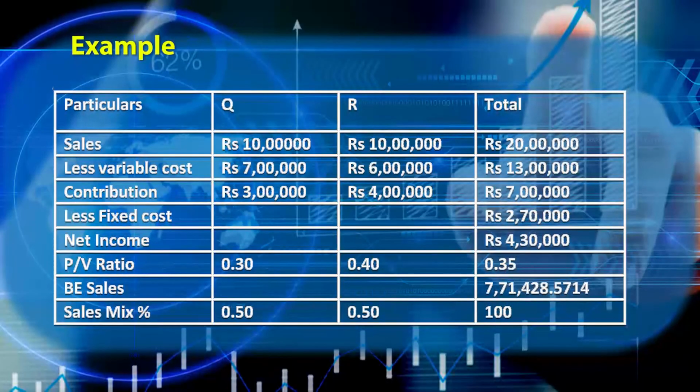This example shows that by increasing the mix of high PV products, Q from 30 to 40%, R from 20 to 30%, and decreasing the mix of a low PV product P from 50 to 30%, the company can increase its overall profitability. In fact, it can further increase its total profits if it can manufacture and the market can absorb more quantities of Q and R, say rupees 10 lakhs each.